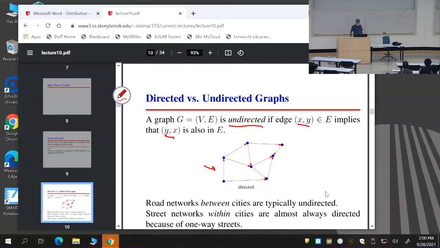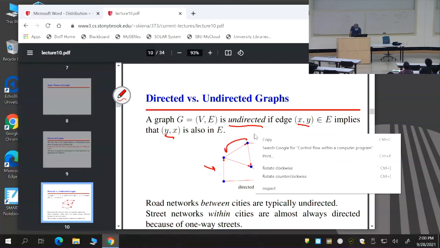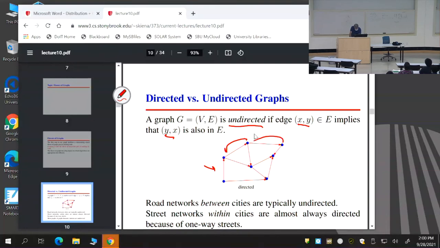For the two-way streets, you're asking: if everything was a two-way street, is that a directed graph or an undirected graph? Suppose I had an edge like this, like this, like this, like this. Is that directed or undirected?